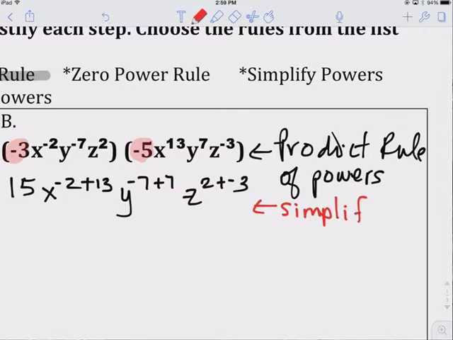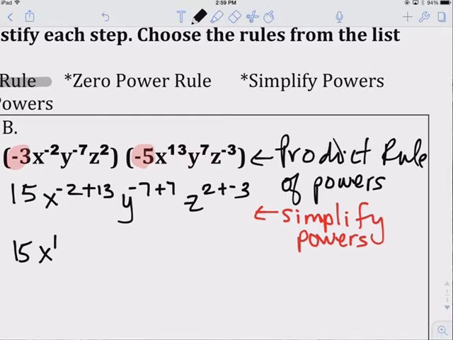This is where I use my calculator because I skip the negative powers. I get them, but you want to make sure. I do it right. 11, y to the 0, z to the negative 1.